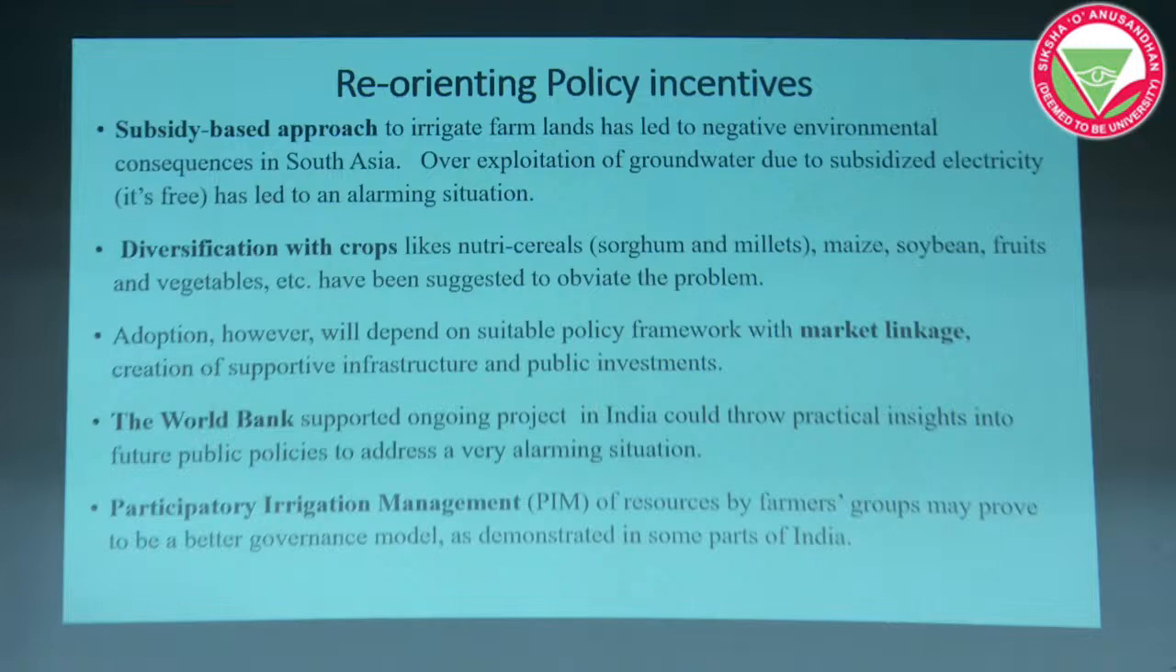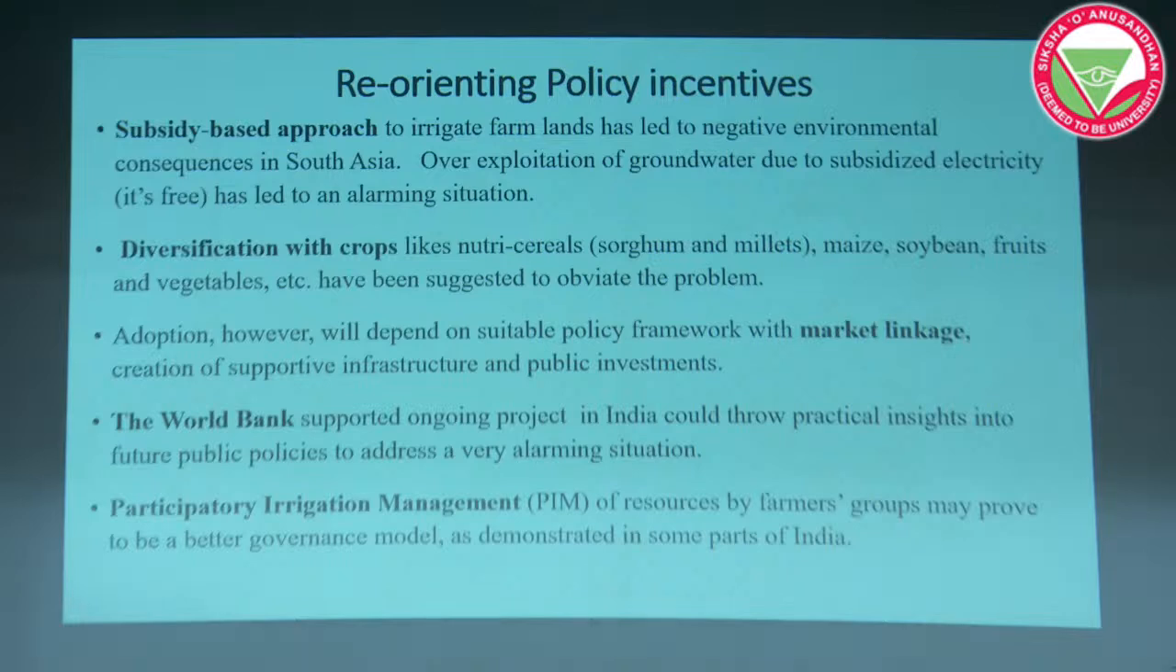Then this is very important, how we reorient our policy. In Punjab we have given a lot of subsidy-based approach, but that was not very fruitful. Even diversification of crops, which we have discussed now, and also what I just mentioned, the World Bank projects going on in India, and it will in future. So we have to tag to the World Bank project, in particular climate smart agriculture, what best we can do.